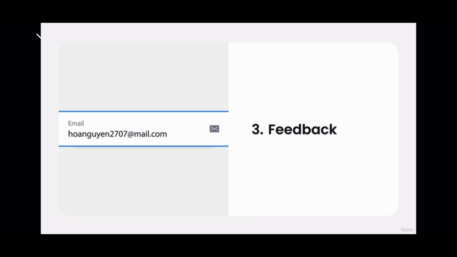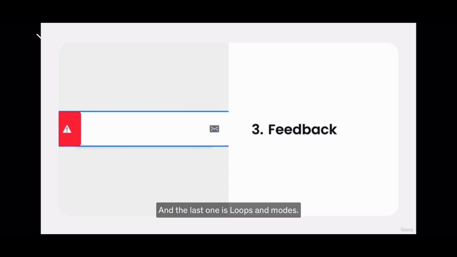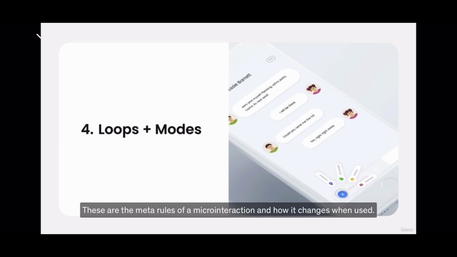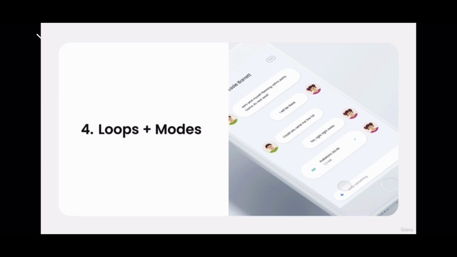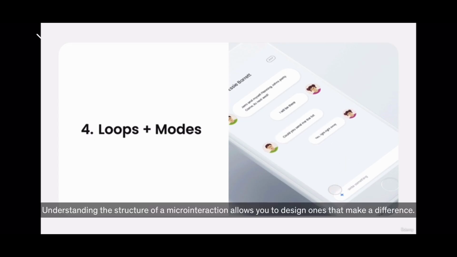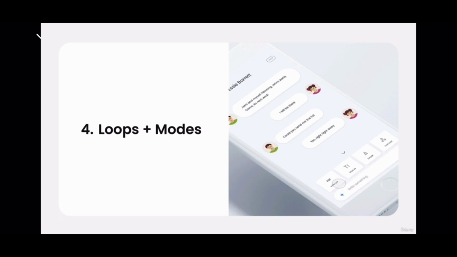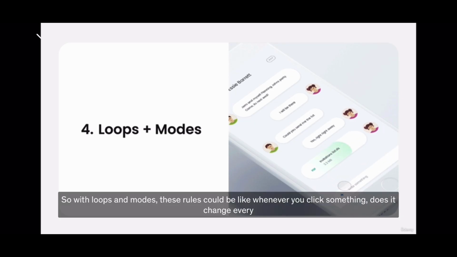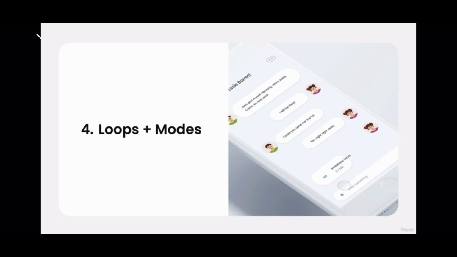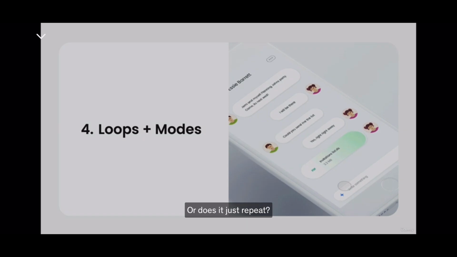And the last one is loops and modes. These are the meta rules of a micro interaction and how it changes when used. Understanding the structure of a micro interaction allows you to design one that makes a difference. So with loops and modes, these rules could be like: whenever you click something, does it change every time you click it, or does it just repeat?